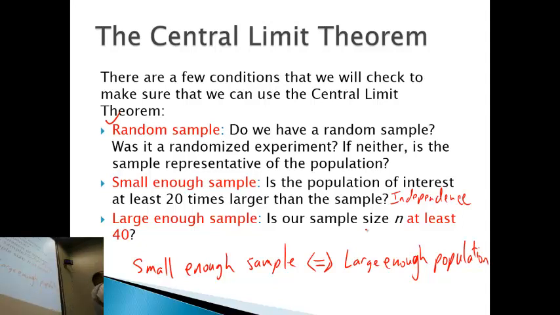Either we have a small enough sample or we have a big enough population. Either way, we're saying that the population is at least 20 times the sample size. Either way, it's saying the same thing. And then, of course, there's our condition about a sample size being at least 40 values. So a small enough sample or large enough population, and then large enough sample. Take your pick.